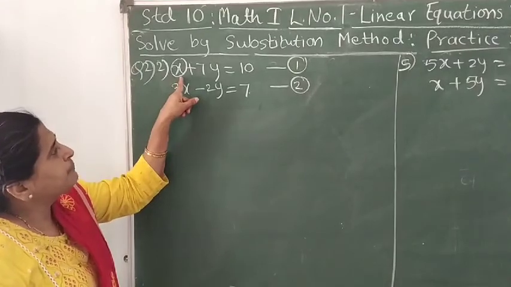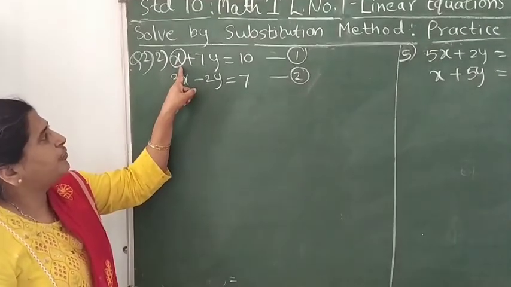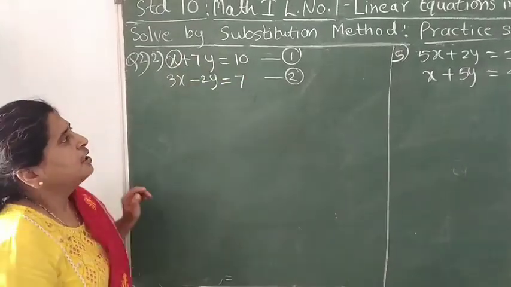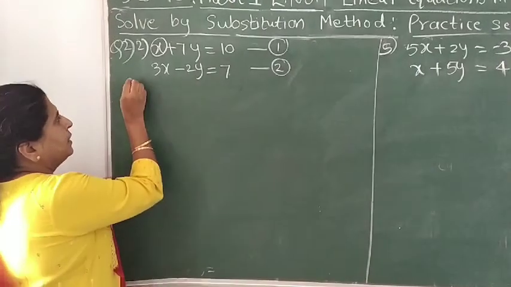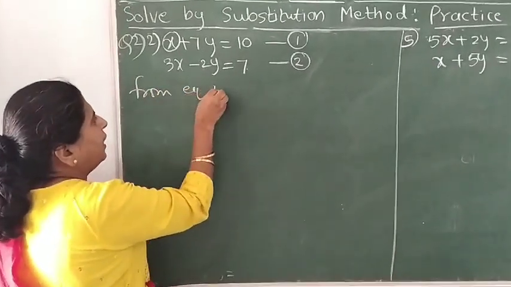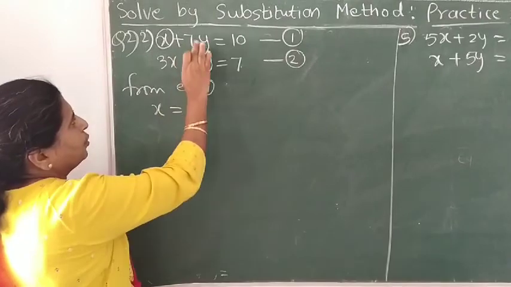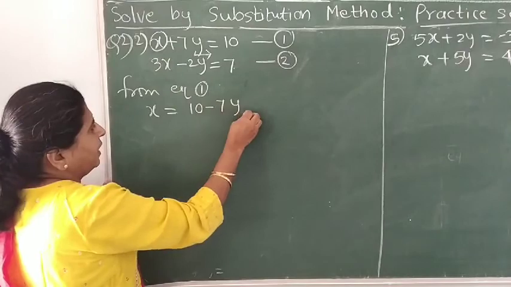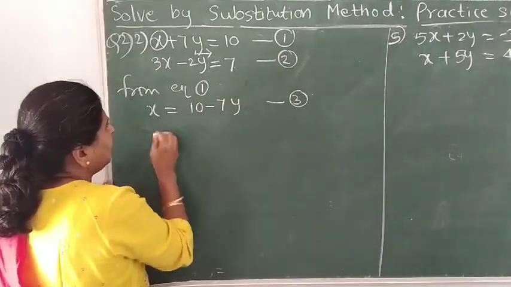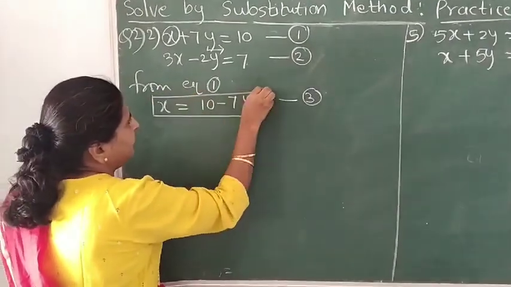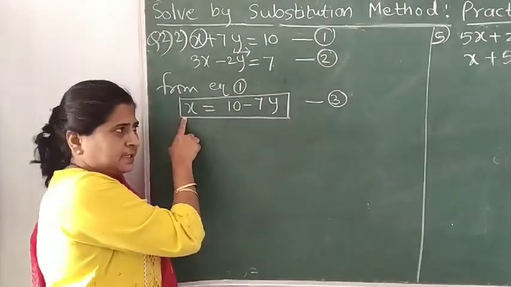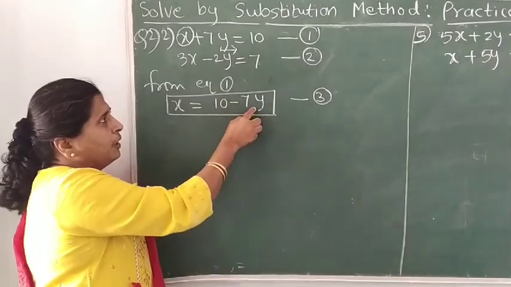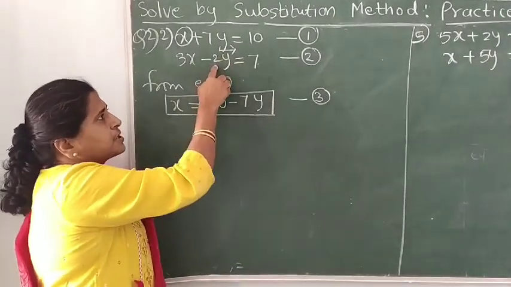So what we can do, from equation 1, we will try to find the value of x by taking this 7y on the other side. So how we will write in this method, that from equation 1, x is equal to, this 7y is going on the other side, so it is going to be 10 minus 7y, and we can say this is equation number 3. So in this third equation we have got the value of x in terms of y, which we will substitute in the other equation, equation number 2.